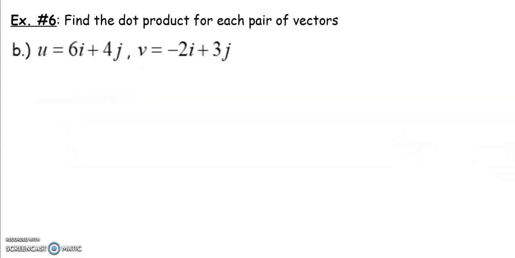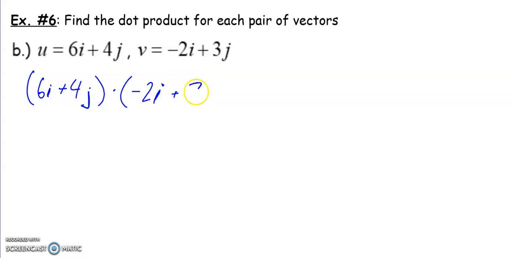We don't need it just in component form. We can do our dot product if we're looking at our unit vectors. We can take 6i plus 4j dot negative 2i plus 3j. Please keep in mind, i and j are not variables. i and j are not variables. When we multiply with these, we're not going to make it i squared and j squared. As a matter of fact, I'm going to ignore the i and j altogether.